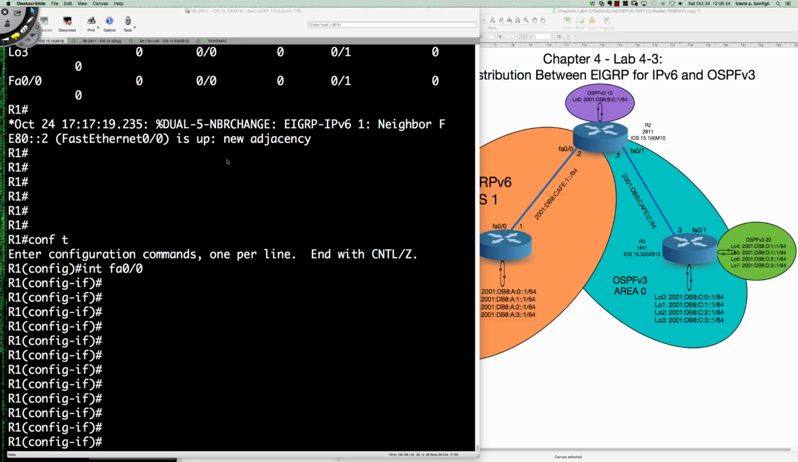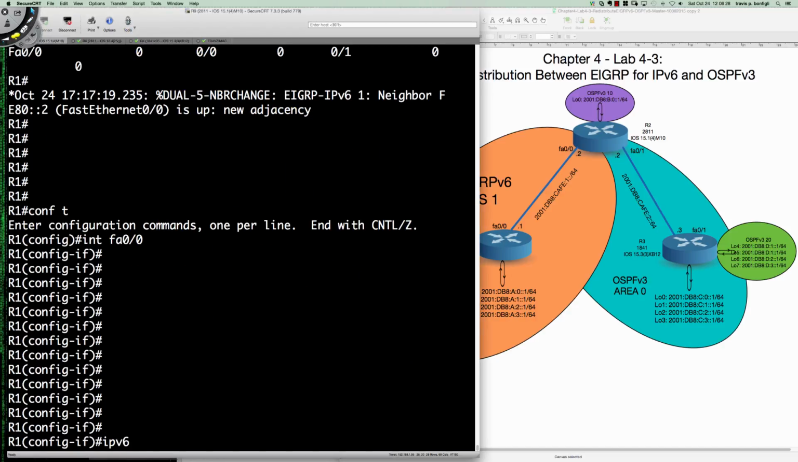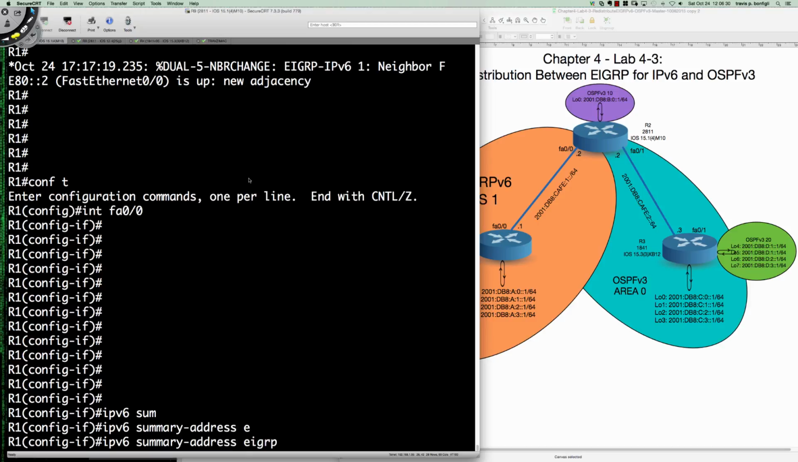So let's go ahead and clear our screen, and let's make that happen here. Again, very straightforward: IPv6 summary address, EIGRP, autonomous system, and then I want my summary, 2001:db8:a::/62. Now, when I hit enter here, is this going to tear the adjacency down, or are we going to see something different happen?